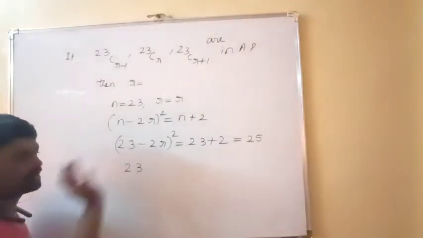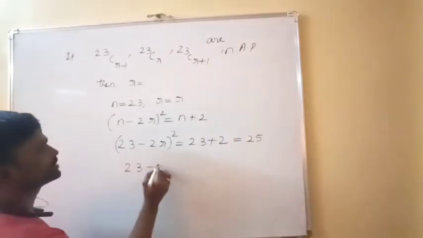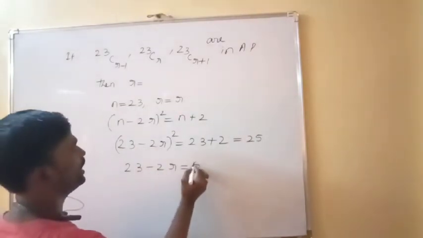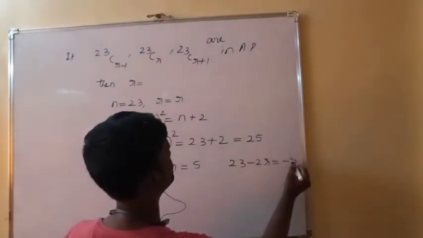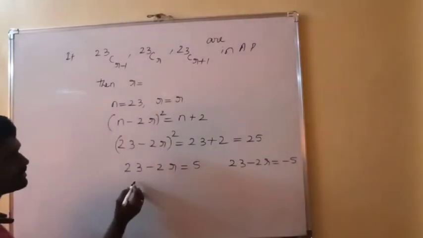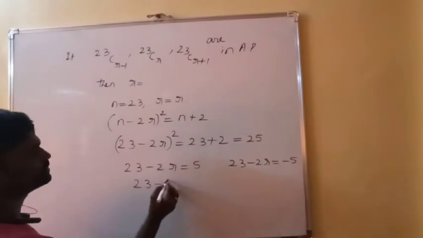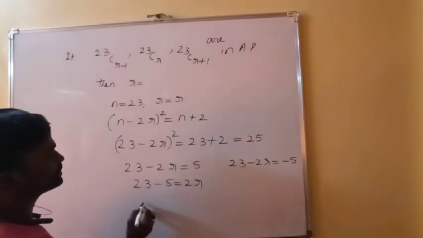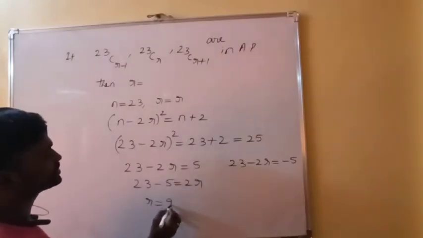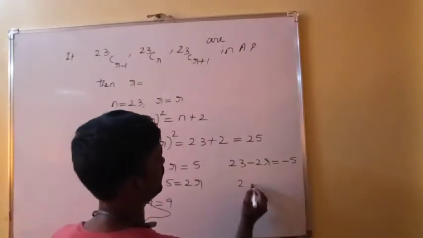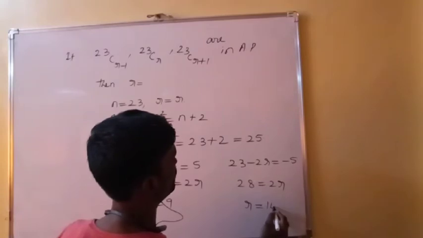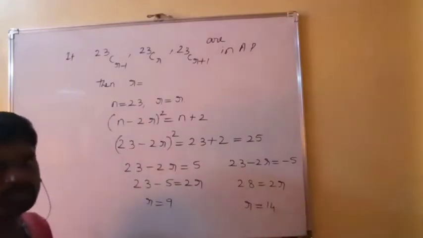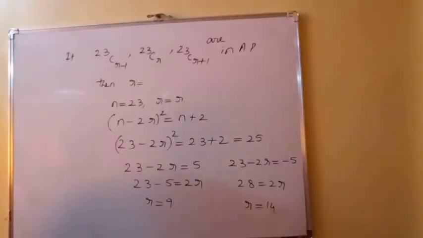It is better to take the square root instead of expanding this. So 23 - 2r is equal to either 5, or 23 - 2r is equal to -5. From this, 23 - 5 is equal to 2r, so 2r is equal to 18, which means r is equal to 9. Here 28 is equal to 2r, so r value is 14. Check which of these two r values is valid.